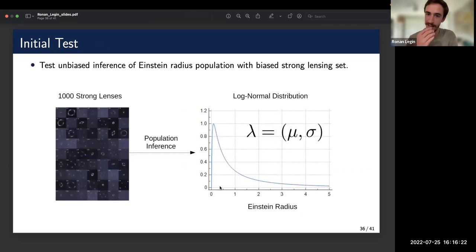And so then we did an initial test where we're trying to infer the population of Einstein radii from a biased set of 1,000 strong lenses. The population here is a simple log normal distribution with a mean and standard deviation as hyperparameters that we want to infer.